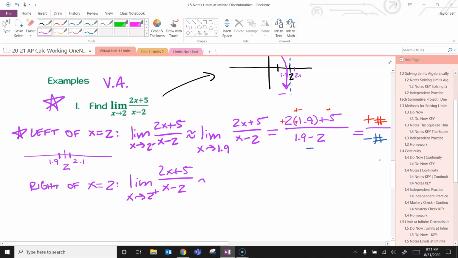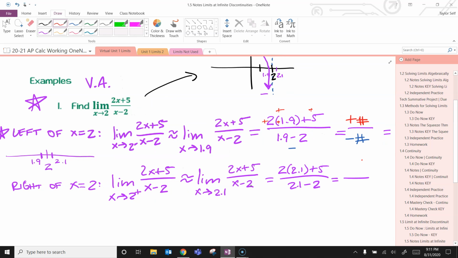2 from the right is approximately the same as the limit as x approaches just to the right of 2, which is 2.1, of (2x plus 5) over (x minus 2), which equals, now we can substitute, so we get (2 times 2.1 plus 5) over (2.1 minus 2). And again, we only care about the signs.